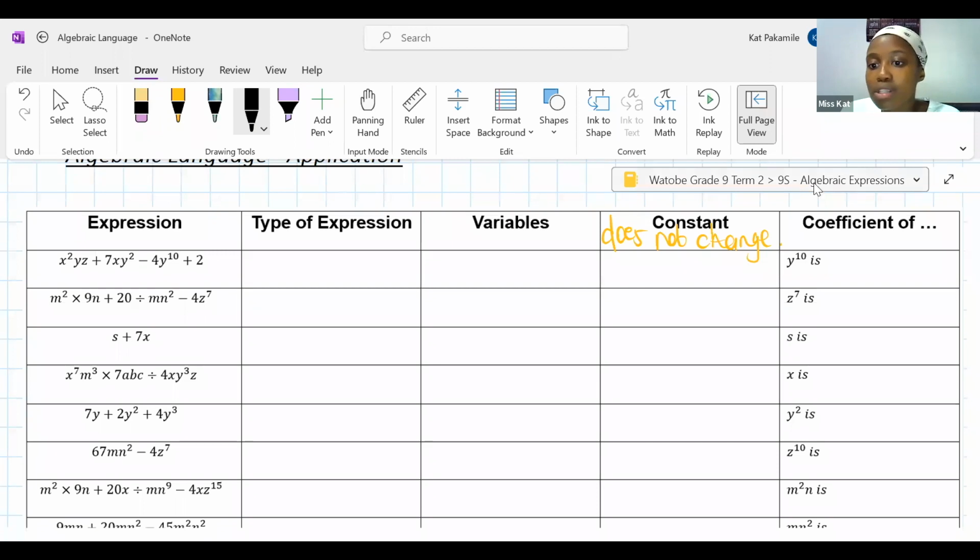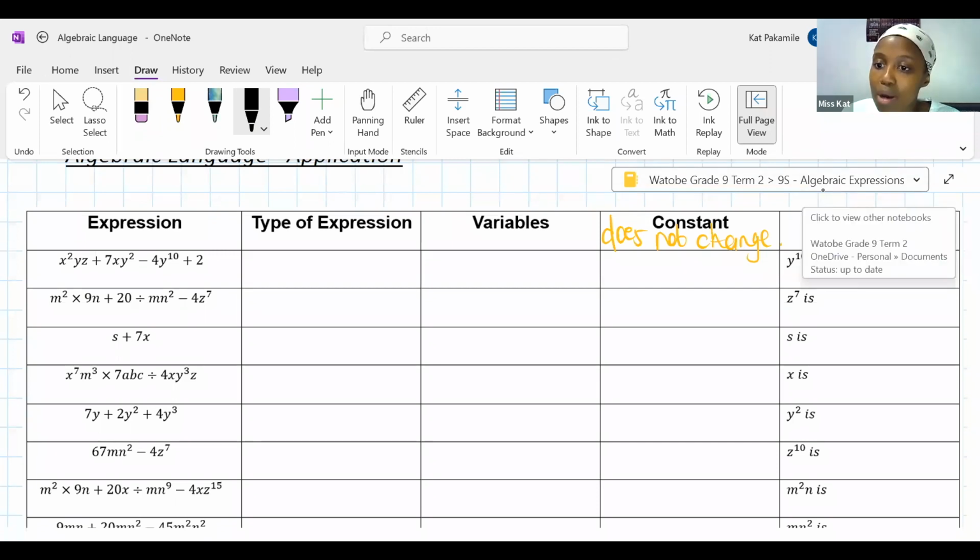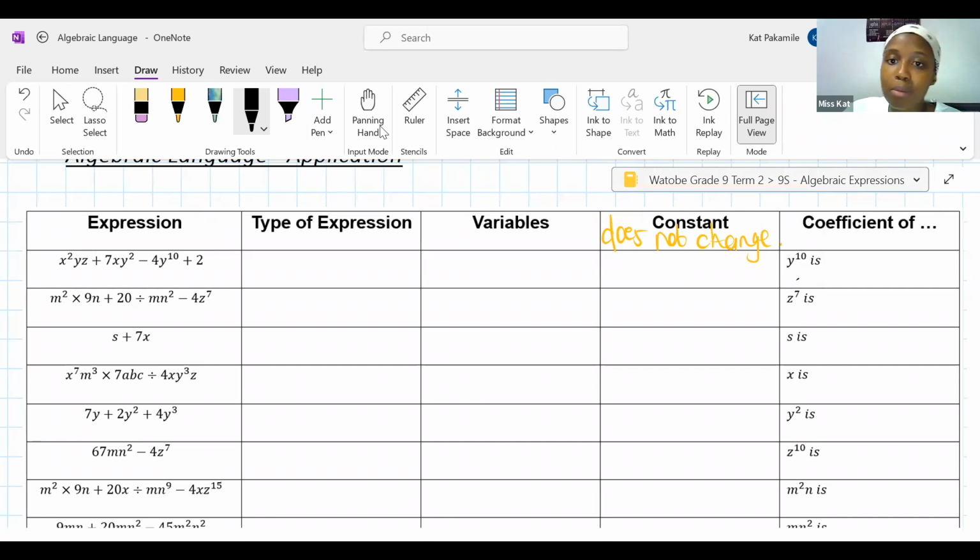In the last column, you're going to tell me what the coefficient of y to the power of 10 or z to the power of 7 is. Okay. I hope we understand.